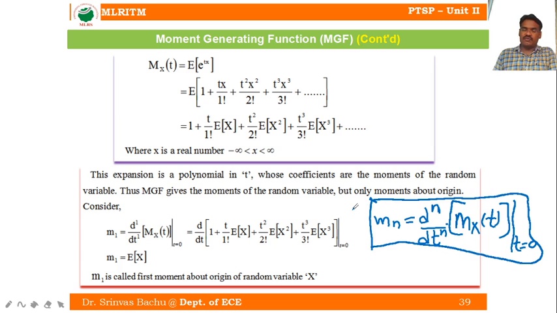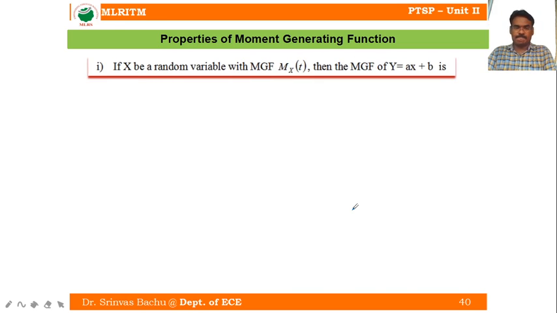If the density is known, you can find the MGF. Once you get the MGF, you can find the nth moment just by differentiating. Now we'll see the properties, then we will stop this lecture for today's session.